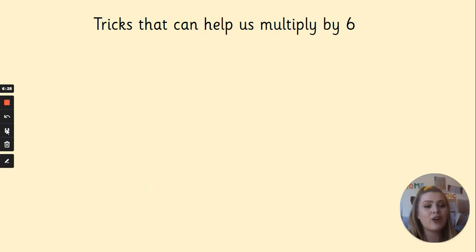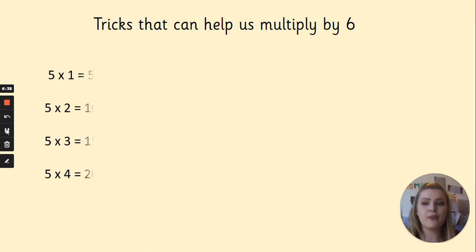Okay, so now we're going to have a look at some tricks that help us to remember how to multiply by 6. Some sneaky tricks that really make it easy for us to do our 6 times tables. So, you might feel a lot more confident with your 5 times tables. In your head, you know 5, 10, 15, 20. You're really confident with those, but you're not quite as confident with your 6 times tables.